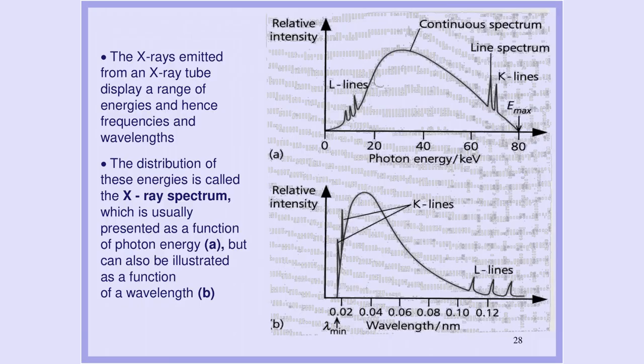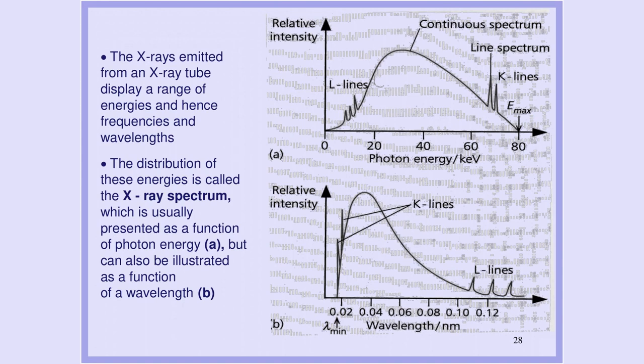The X-rays emitted from the X-ray tube display a range of energies, hence frequencies and wavelengths. The distribution of these energies is called the X-ray spectrum, which is usually presented as a function of photon energy, but can also be illustrated as a function of wavelength.